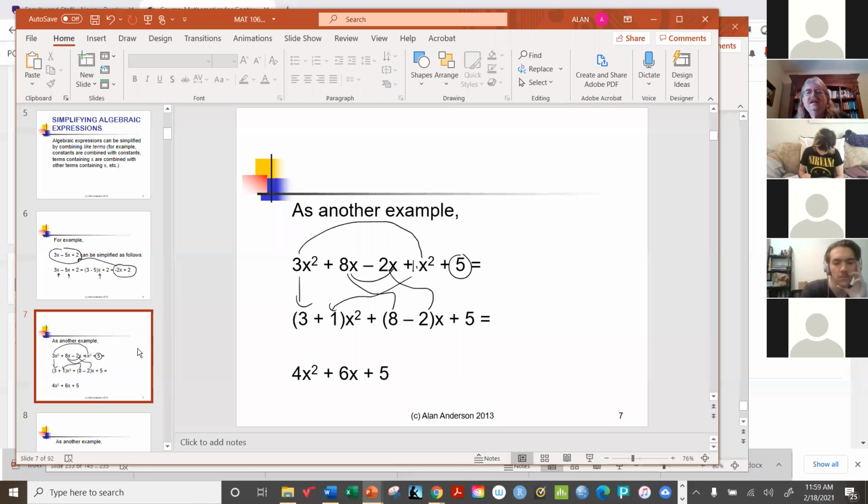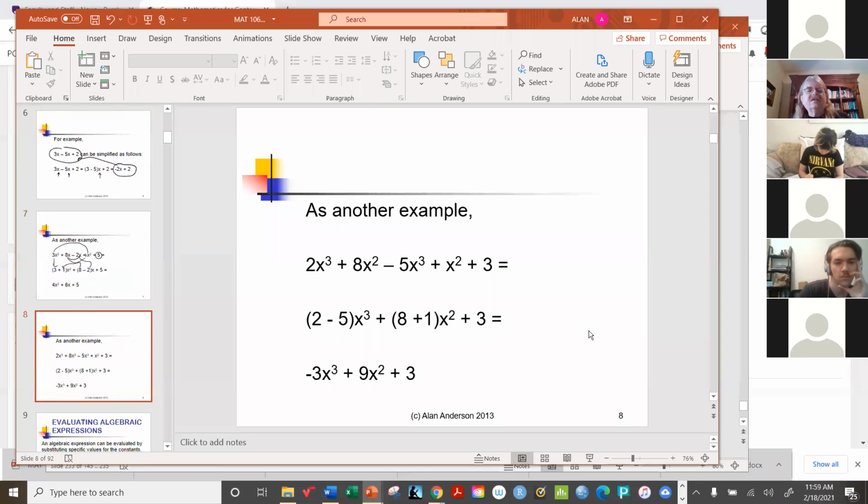All right, are we ready? Let's try another one. This one's a little bit trickier because there's x cubes involved. Oh my God, look how complicated this is getting. Not really. We've got the 2x cubes. We can consolidate them. We have the x squares. And again, remember there's an implied 1 here. And so the bottom line is this is the same as minus 3x cubed plus 9x squared plus 3.